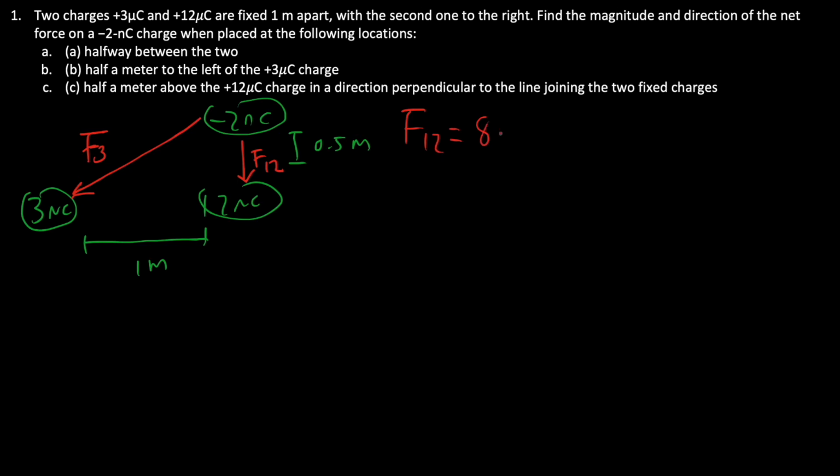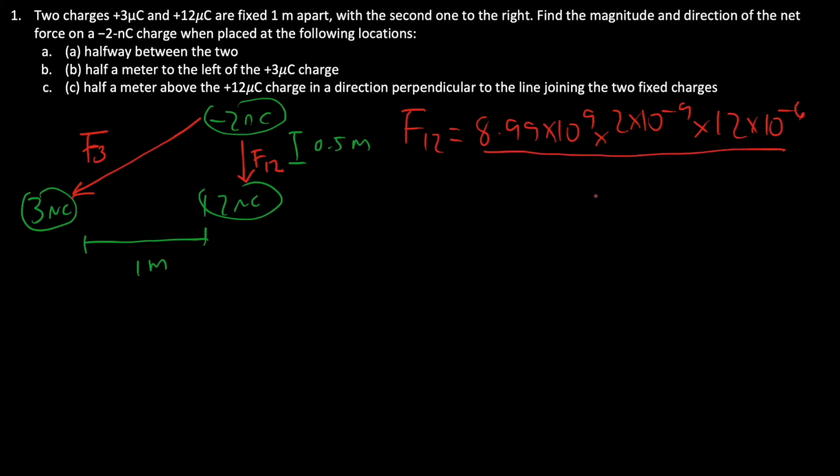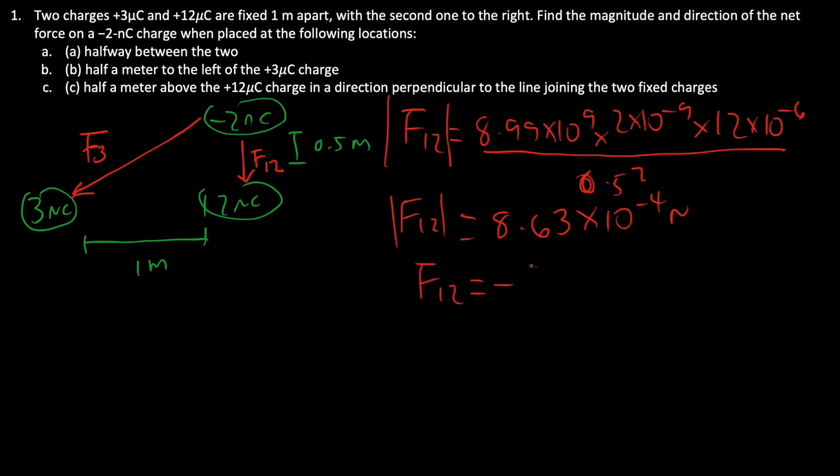F12 is going to be equal to 8.99 times 10 to the 9th power times 2 times 10 to the negative 9th. I ignored the sign here because I want to calculate the magnitude first, times 12 times 10 to the negative 6, over 0.5 squared. So let me take the magnitude first, which is going to be equal to 8.63 times 10 to the negative 4th Newton. But because F12 is pointing downward, it has to have a negative sign to represent the direction. So F12 is going to be equal to negative 8.63 times 10 to the negative 4th power Newton.